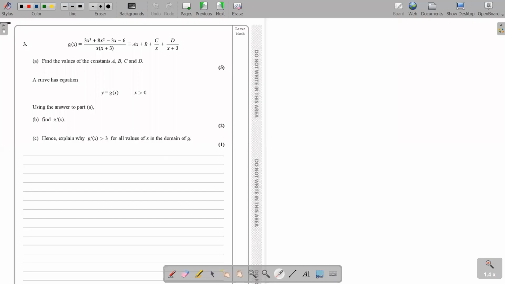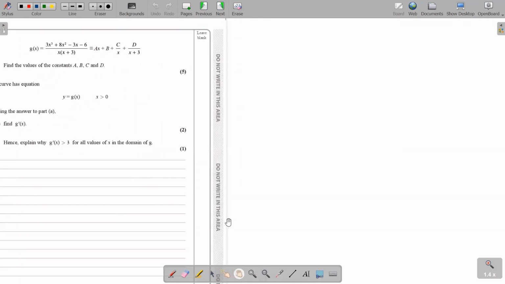Okay, moving on to question number 3. They say g(x) is equal to (3x cubed plus 8x squared minus 3x minus 6) divided by x times (x plus 3). So they have told that this is equal to ax plus b plus c over x plus d over (x plus 3). Find the values of the constants a, b, c, and d.